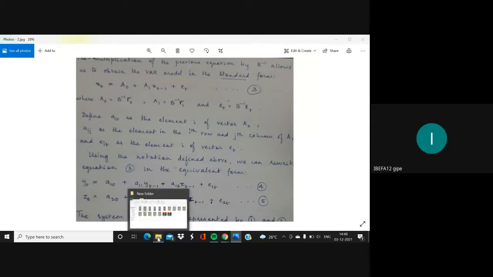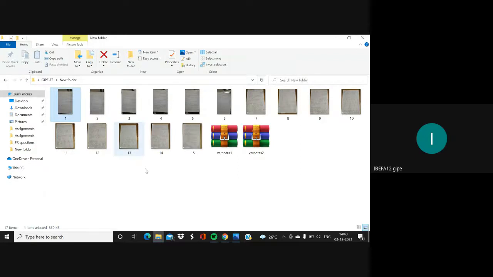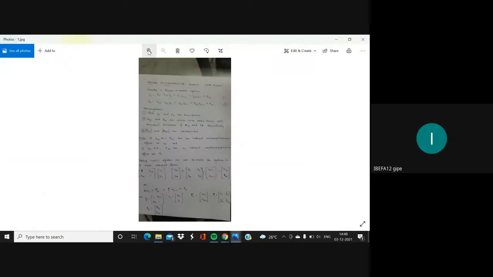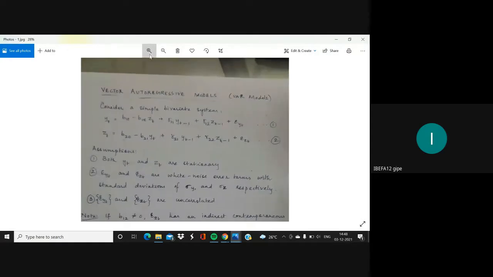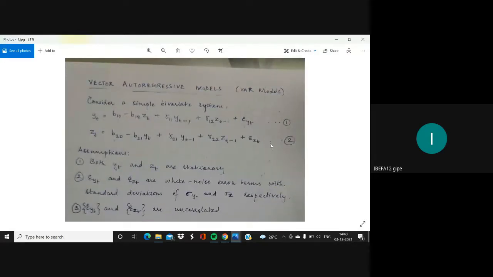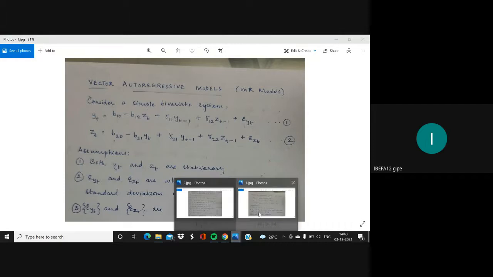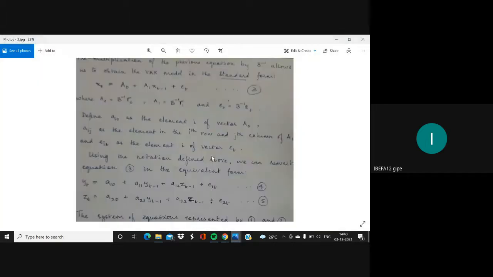Let me just put up 1 and 2 also so that you can compare. So this is equation 1 and 2. And this is 4 and 5. Can anyone tell me what is the difference between the two sets of equations?